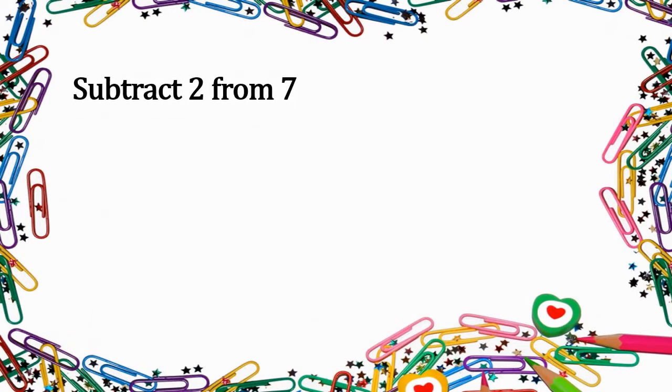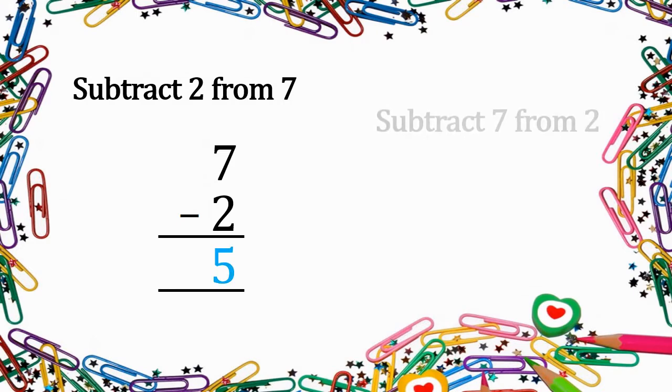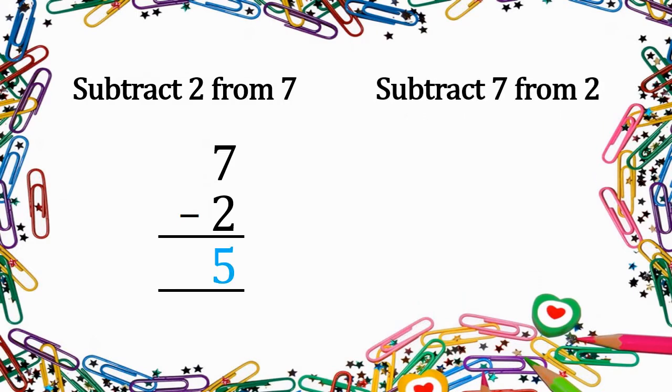Now let's try subtracting 2 from 7. 7 minus 2 is equal to 5. Subtract 7 from 2. 2 minus 7 is equal to... Yes, you are right. It is not possible. But why is that? Let's find out.